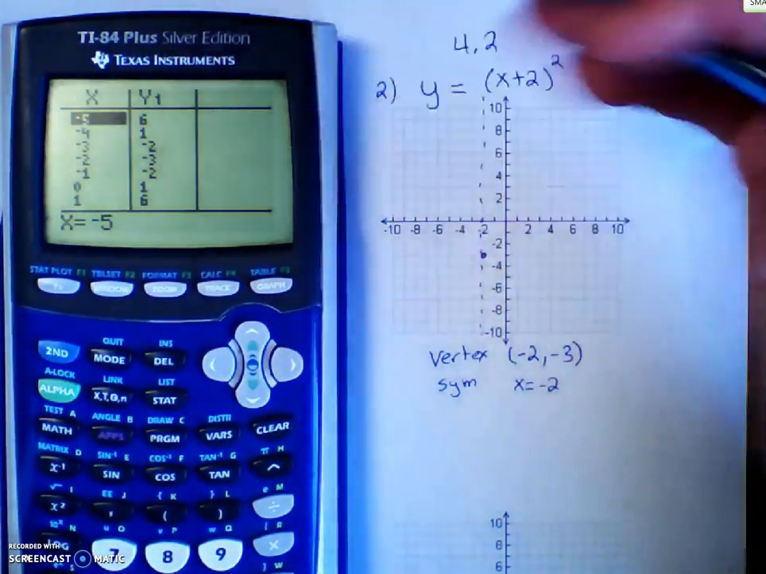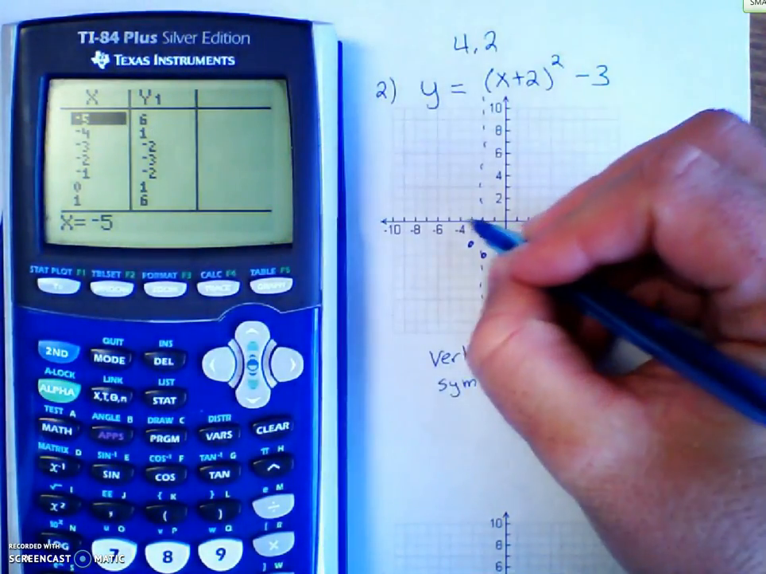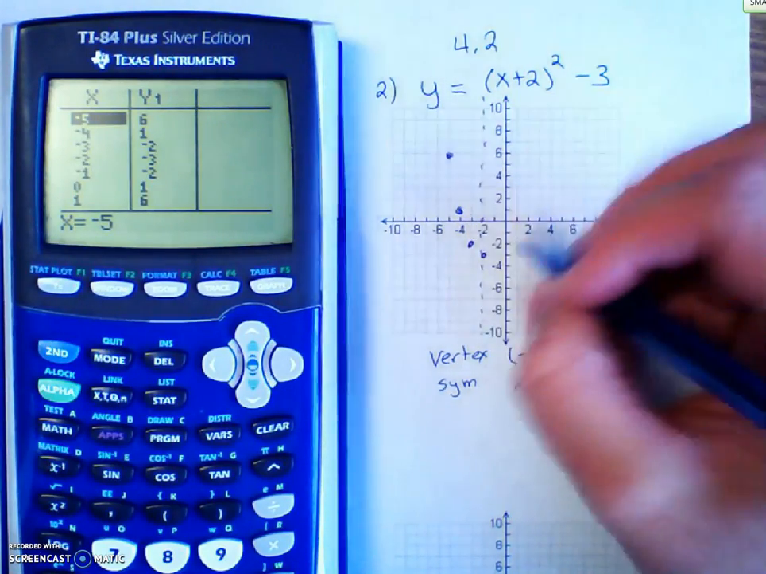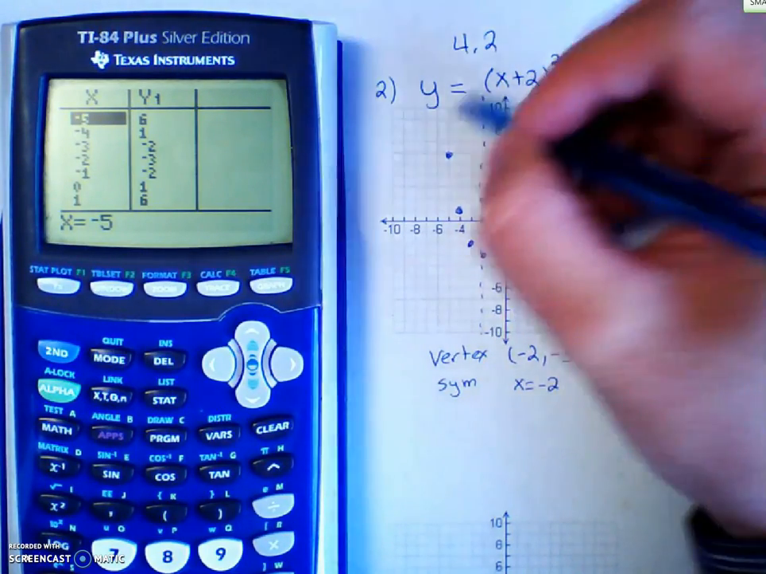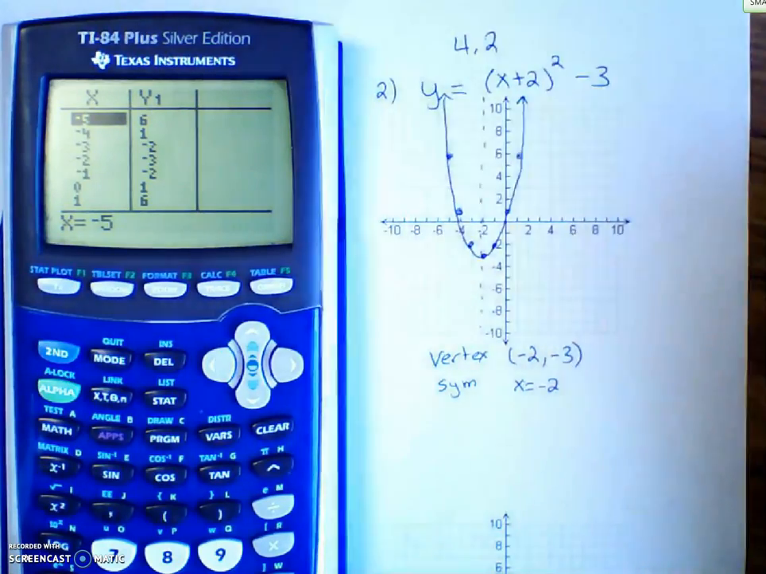So I'm going to plot negative 3, negative 2, negative 4, 1, and then negative 5, 6, which is right here. And then it's going to be the same thing. It should be symmetric on the other side. There's your U shape. Make sure you connect it with a smooth curve.